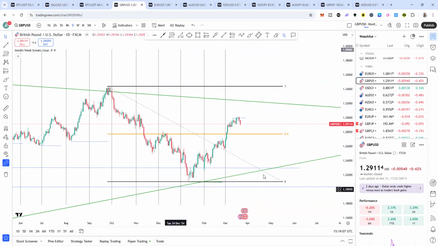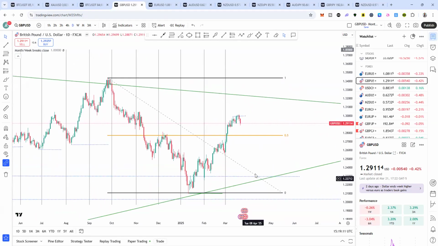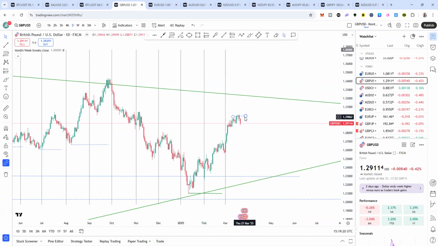All right, so moving on. Let's look at pounds USD. Pounds USD has been doing just the way DXY has been doing. Pounds USD has been pulling back as well. We have this pullback because the dollar is bouncing off.